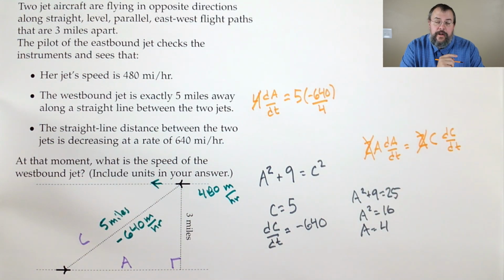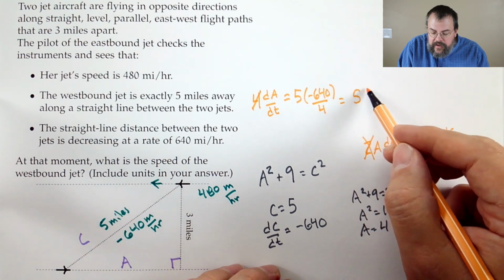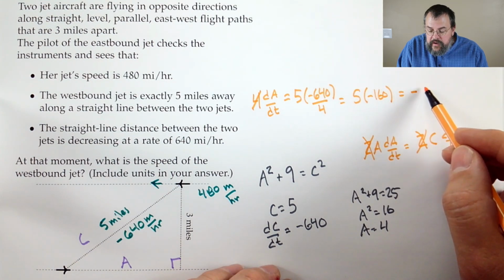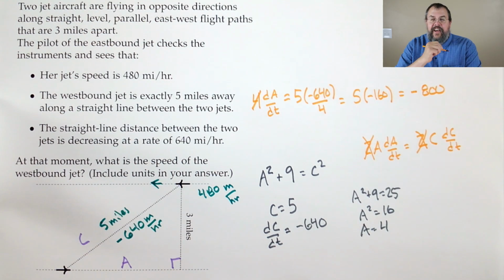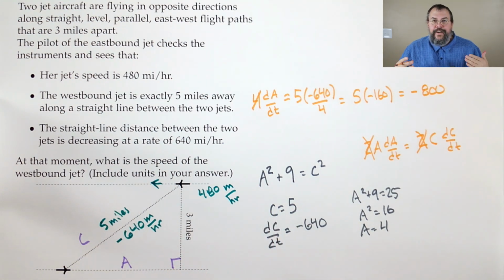Now, if you take 640 divided by 4, that sounds complicated, but think of it as 64 divided by 4. Don't worry about the zero. Because 640 divided by 4 is really like 64 times 10 divided by 4. 64 divided by 4 is 16. So this is the same as 5 times negative 160, which is negative 800. Okay, so that says that the distance A is shrinking at negative 800.